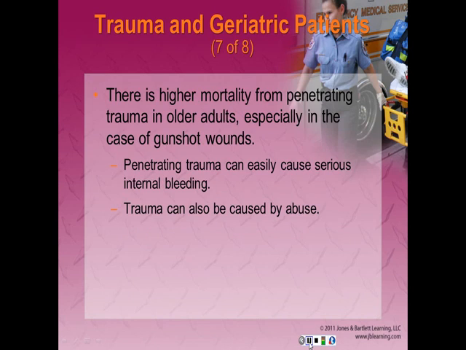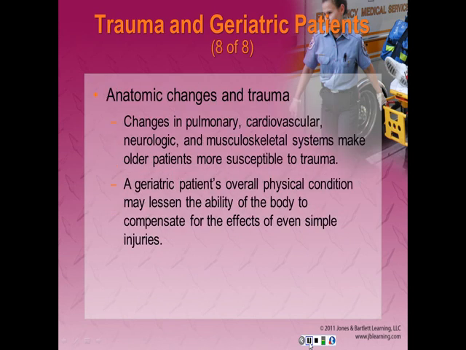Trauma in elderly people can also be caused by abuse, and you should be aware of the environment and conditions a patient lives in. Take note of soft tissue injuries that cannot be explained by the person's lifestyle or physical condition. Anatomic changes.